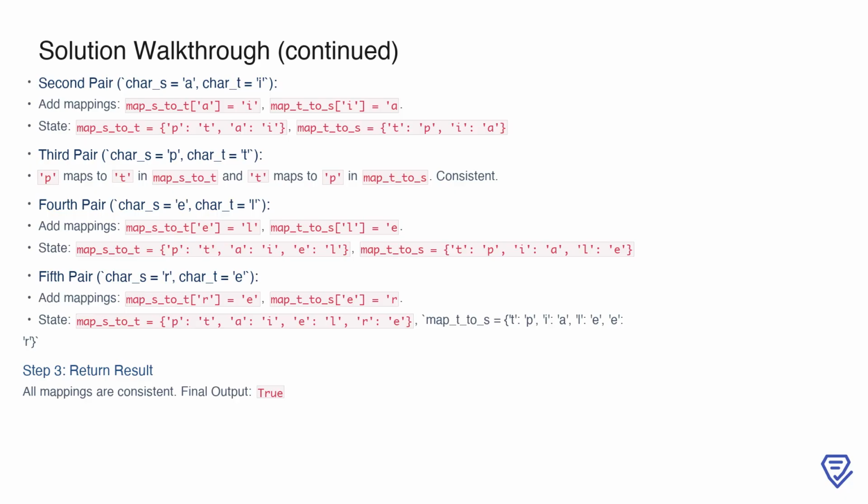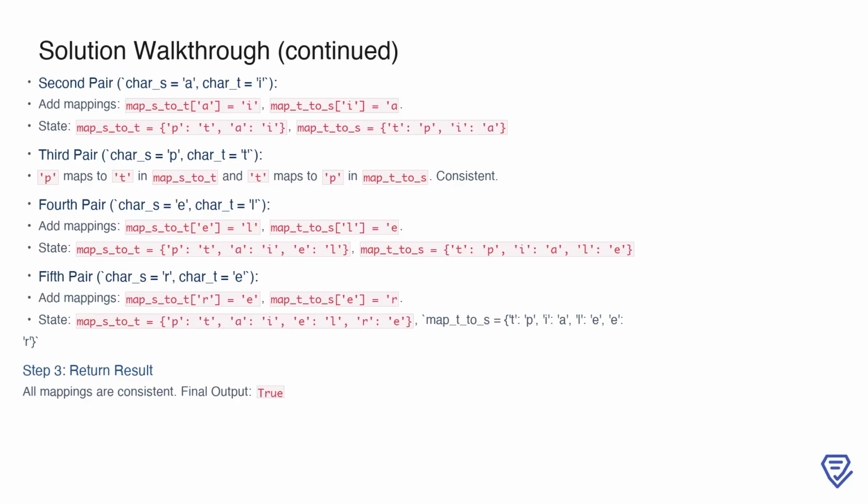The mappings remain consistent. Looking at the third pair, char_s equals p and char_t equals t, we see that p already maps to t in map_s_to_t and t maps back to p in map_t_to_s, so there is no conflict. For the fourth pair, char_s equals e and char_t equals l, we add map_s_to_t, e equals l and map_t_to_s, l equals e, keeping the mappings consistent.